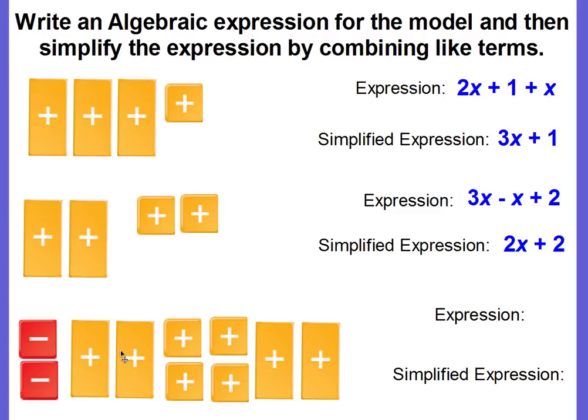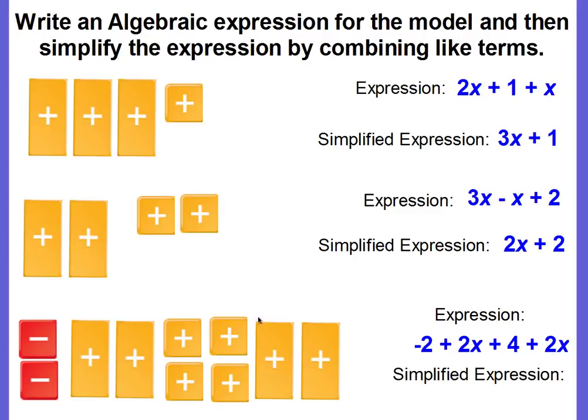How about this one? Well, think about what you see. I see 2 negative unit tiles, 2 positive x tiles, 4 positive unit tiles, and 2 positive x tiles. So you just write it like you see it. Negative 2 units, here's your negative 2, plus 2 x's, here's your plus 2 x's, 4 positive units, there's your plus 4, and 2 positive x tiles, plus 2x.